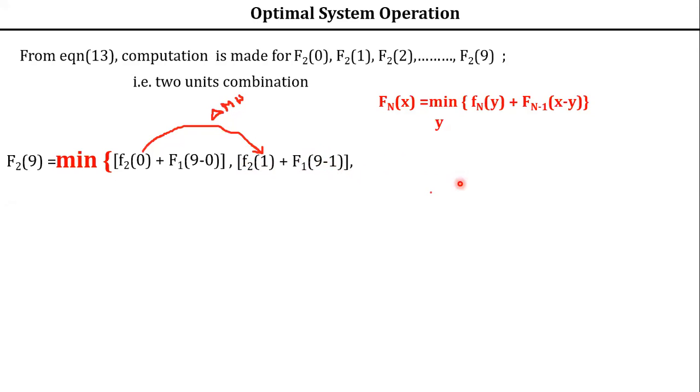Next, the other combination. What is our next combination? Again I am going to increment it by a step size of another 1. So it will become F2 of 2. If it becomes F2 of 2, then this becomes 9 minus 2, isn't it? So this becomes 2, so the total will be 9 megawatts. This is how we are sharing the 9 megawatts between unit 2 and 1 by incrementing this Y value. Hope you understood this one.